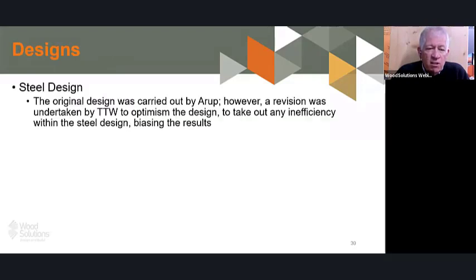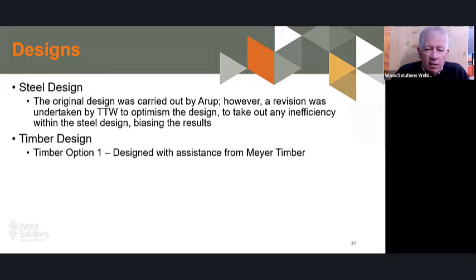The steel design was originally carried out by Arrow. However, a revision was undertaken by TTW to optimise the design, just to make it more efficient. We wanted to make sure that we weren't just comparing an efficient timber design against an inefficient steel one. We had it redesigned, so it was the most efficient steel design that we could find. The timber design was designed with assistance from Meyer Timber for option 1, and option 2 was designed using Carlisle Harvey's software.